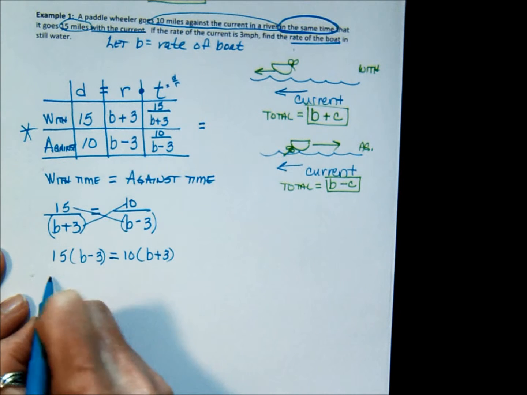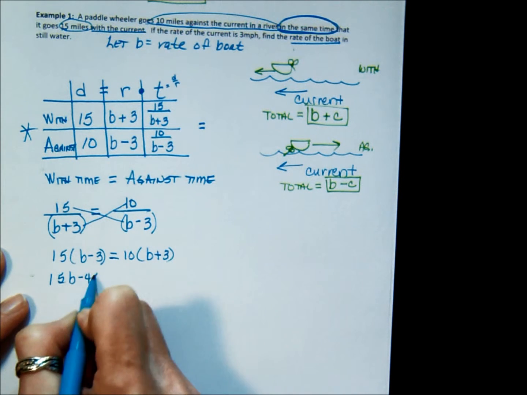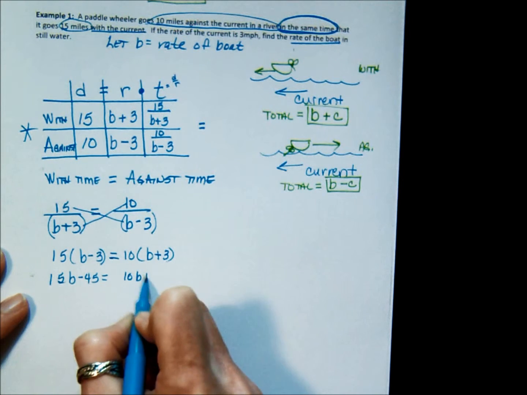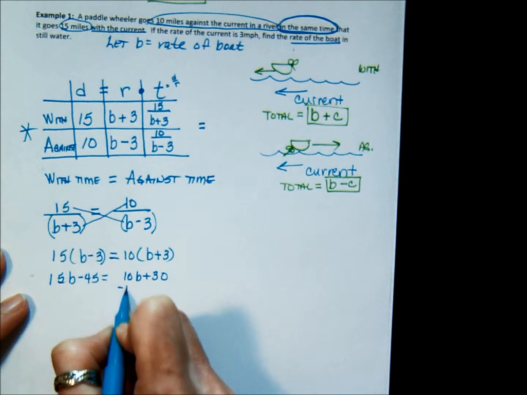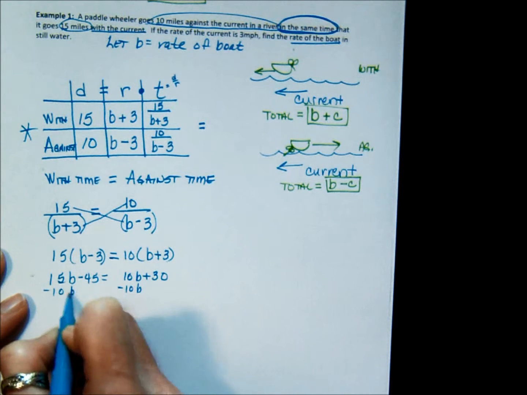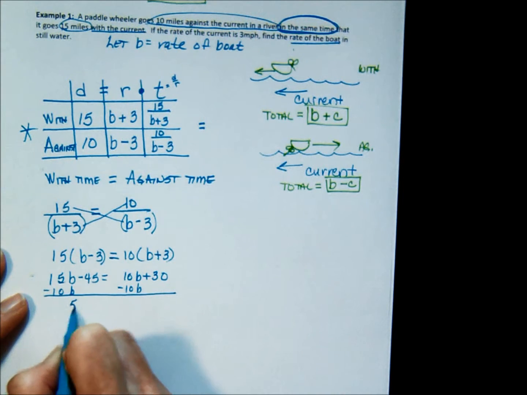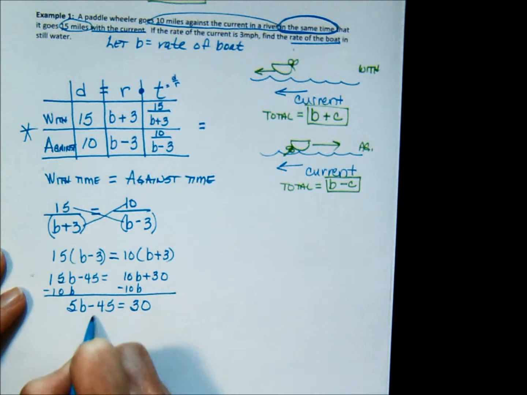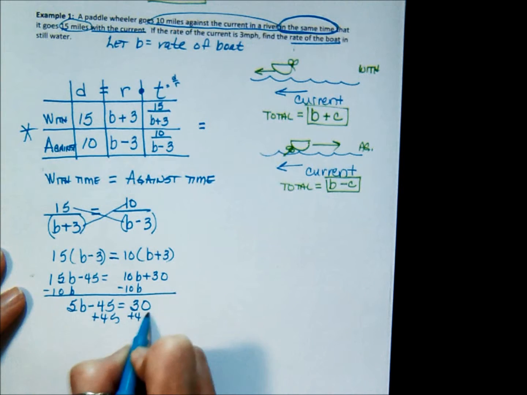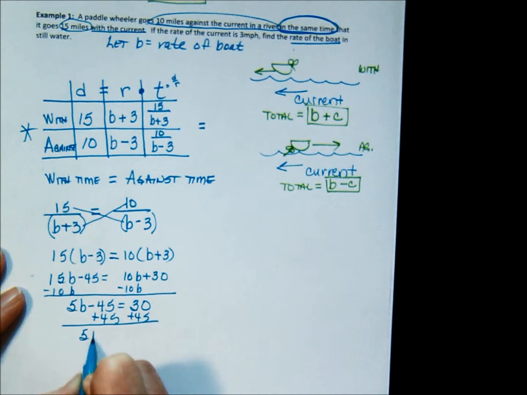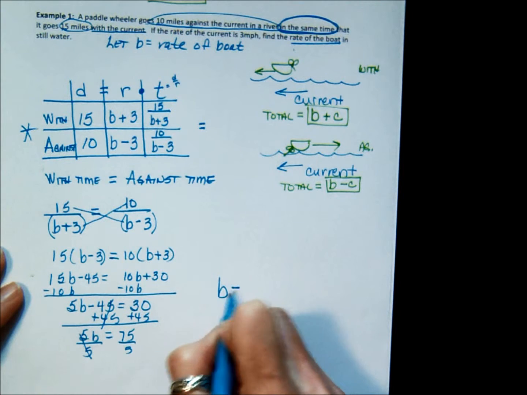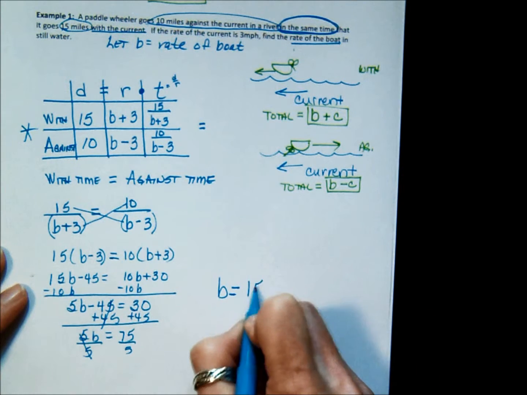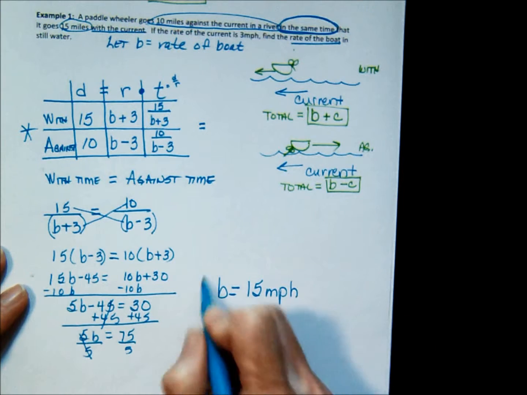Now I'm going to distribute. 15b minus 45 equals 10b plus 30. I'm going to get variables on one side and numbers on the other. So I have 5b minus 45 equals 30. Add my 45. I get 5b equals 75. Divide by 5, and I end up with the rate of the boat. 5 into 75 is 15 miles per hour.